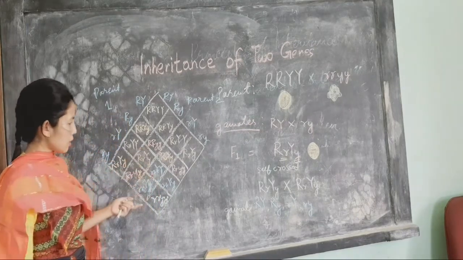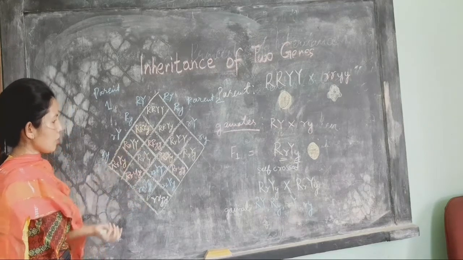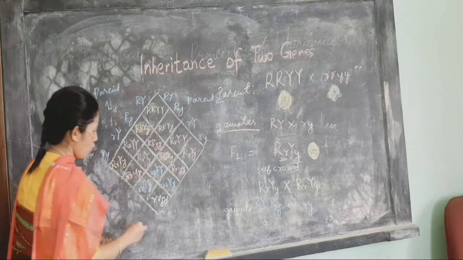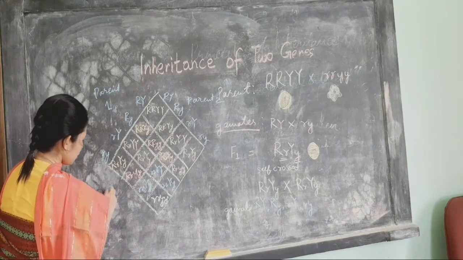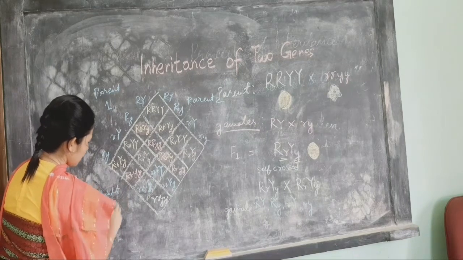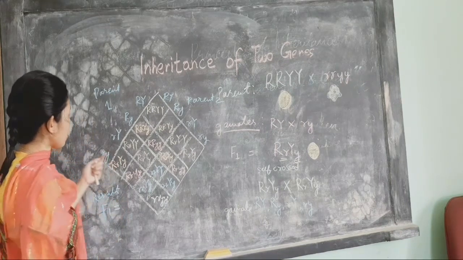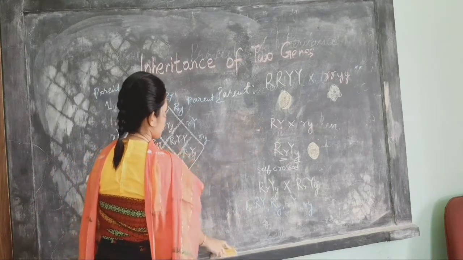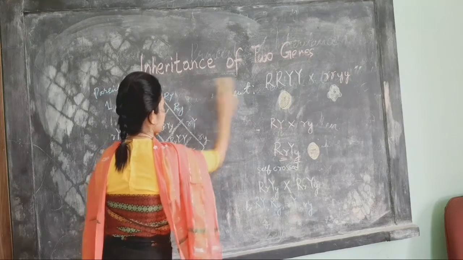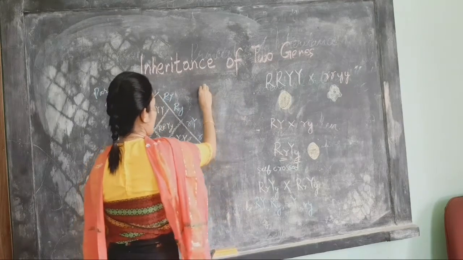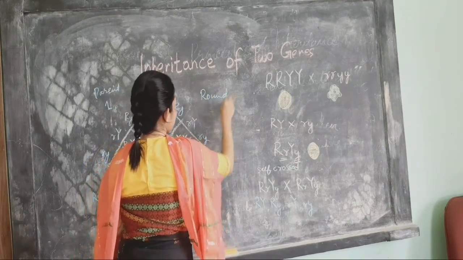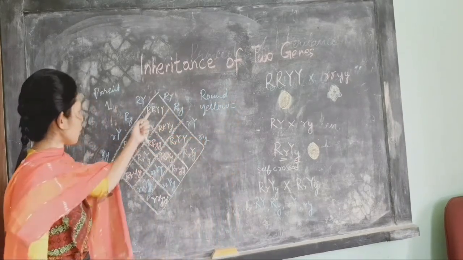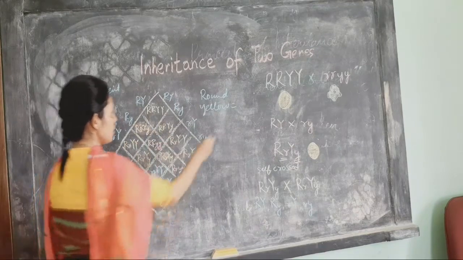So here is the result. How many yellow colors are there? With this Punnett square, it is the result of the F1 generation. So what result do we get? How many round and yellow? Let us write here. How many round and yellow? 9. Let us count it: 1, 2, 3, 4, 5, 6, 7, 8, 9.